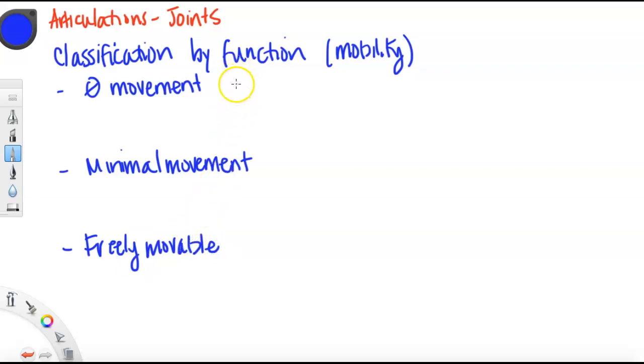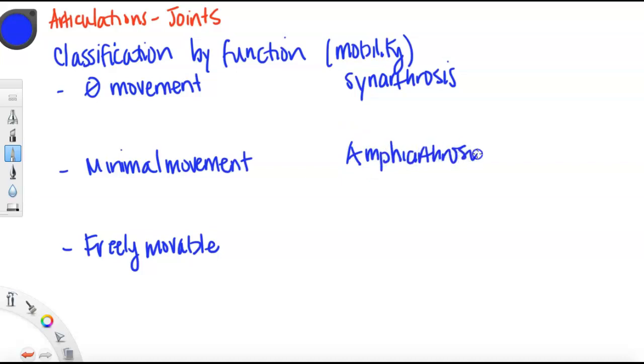So a joint that has no movement, virtually no movement, we call that joint a synarthrosis. Right? A joint that has a little bit of movement is called an amphiarthrosis. And a joint that has all movement, is freely movable, is called a diarthrosis. So really weird words.